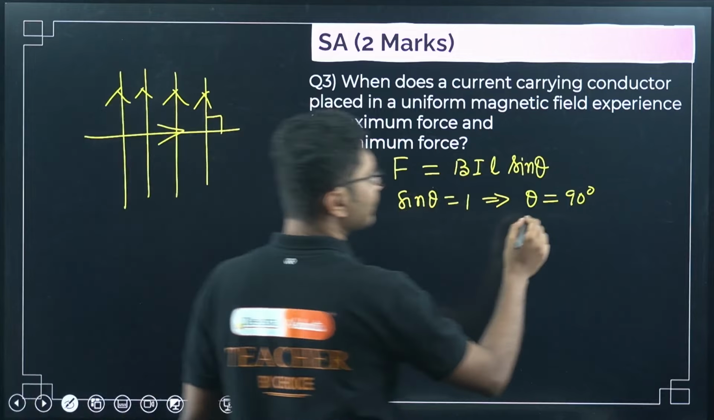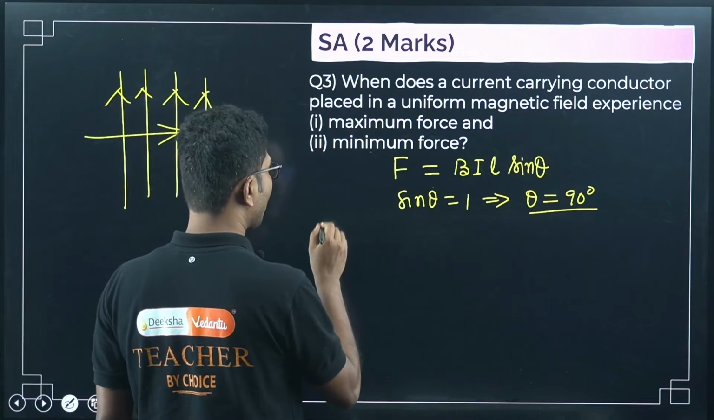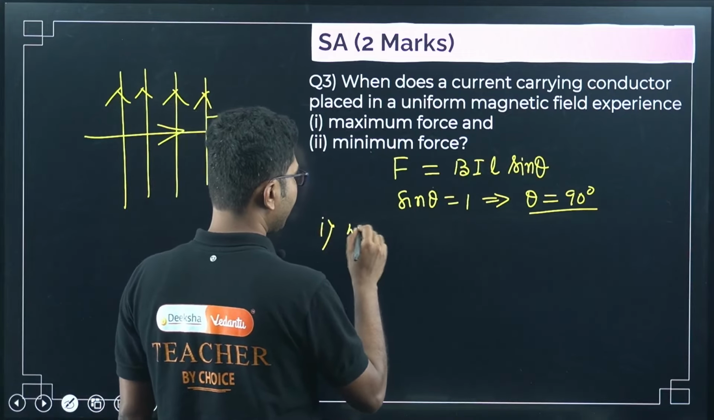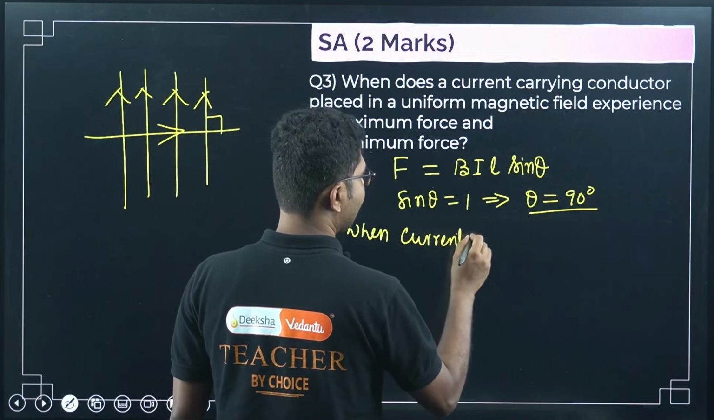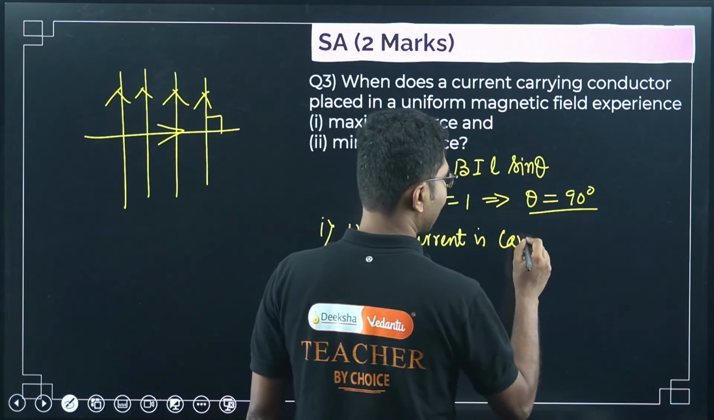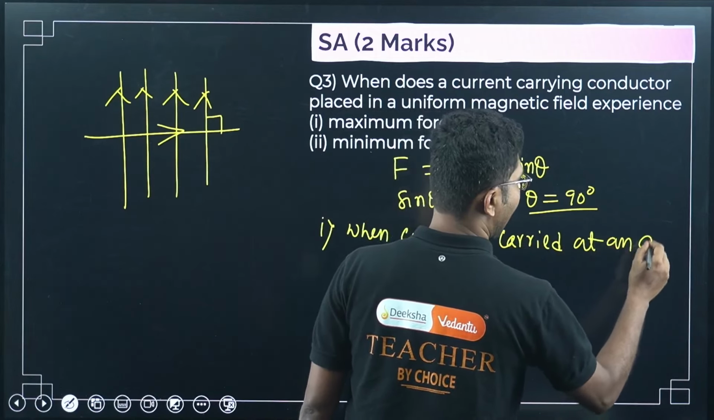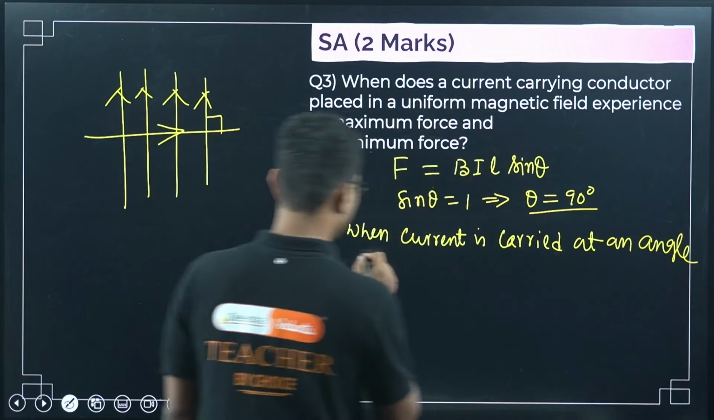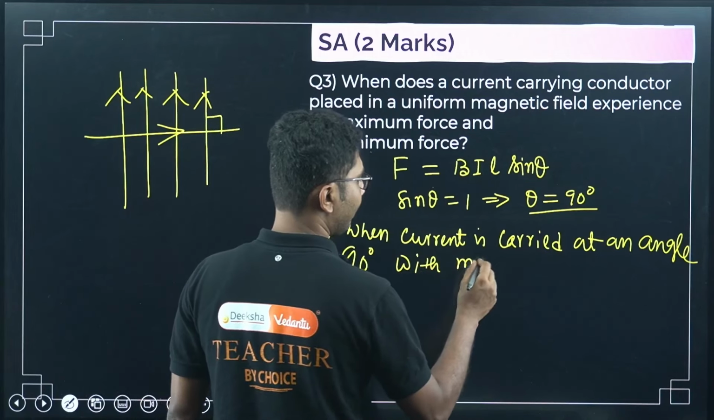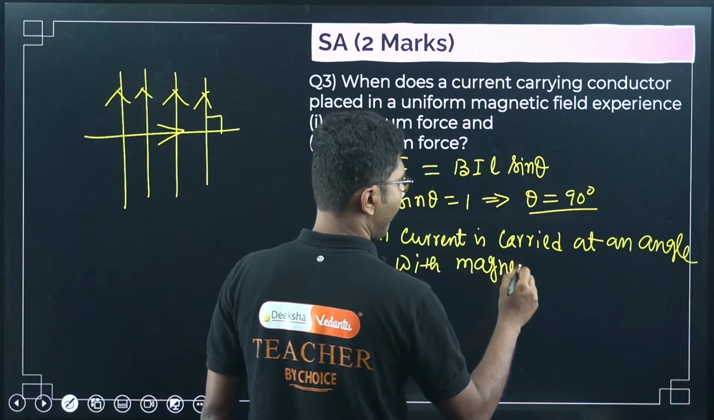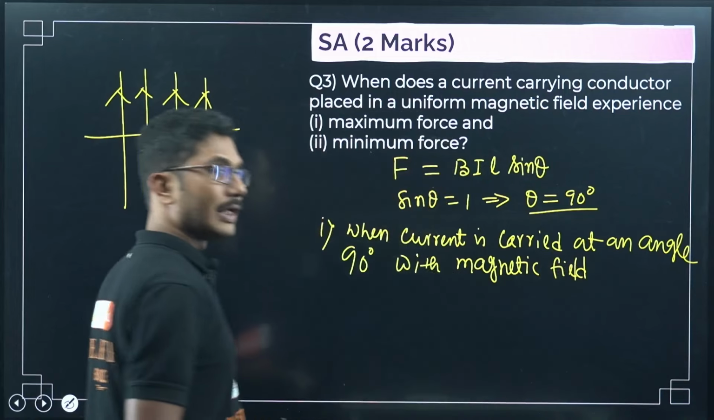So in this case you cannot just simply write theta equals 90 degrees. What is theta? You have to explain that because it's a 2-mark question. So you have to write when current is carried at an angle 90 degrees with the magnetic field. Or you can write current is perpendicular to the magnetic field.